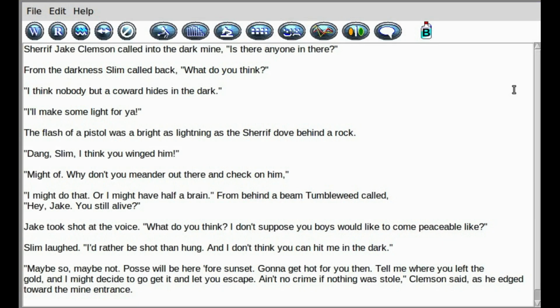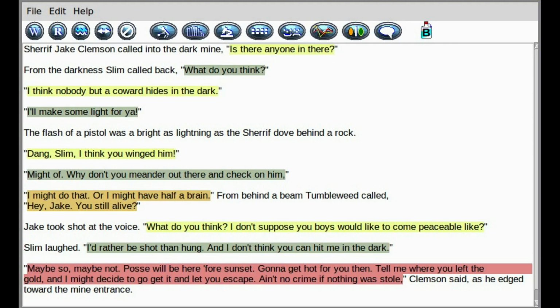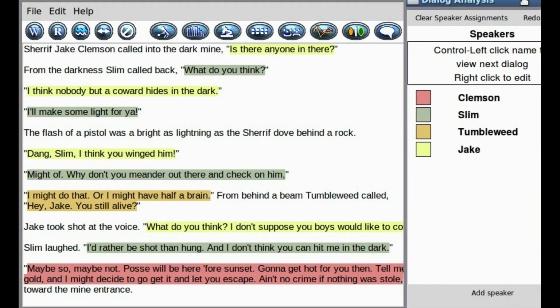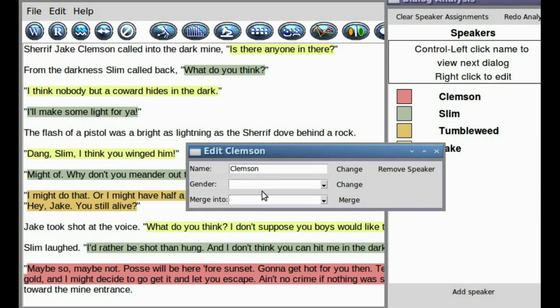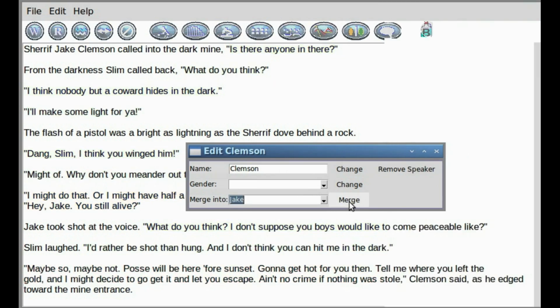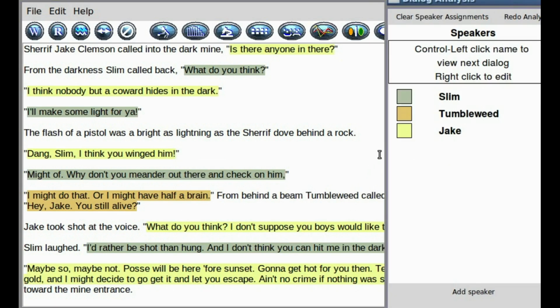This short piece has 3 speakers, and to make matters complex, one of them, the sheriff, is identified both as Jake and as Clemson. So that makes life a little bit confusing. But one of the things that we can do is we can do a right-hand click on Clemson, and now we'll get an opportunity to merge all of his dialogue in with Jake's. So that will clean things up. We get the merge. Editomat immediately does reanalysis, and now we see we've just got Slim, Tumbleweed, and Jake speaking.